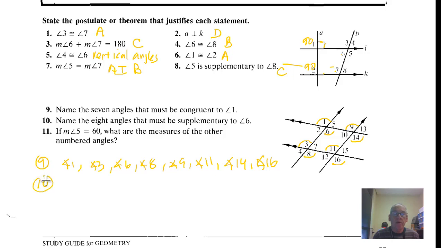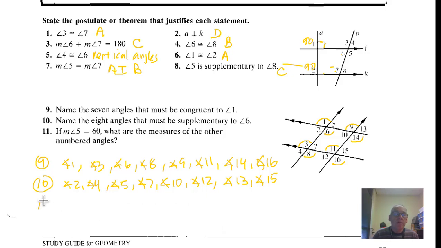So let me list them down here. So we've got angle 2 and angle 4. We've got angle 5 and angle 7. We've got angle 10 and 12. And angle 13 and angle 15. There should be 8 of them. 1, 2, 3, 4, 5, 6, 7, 8. Okay, we got all 8.